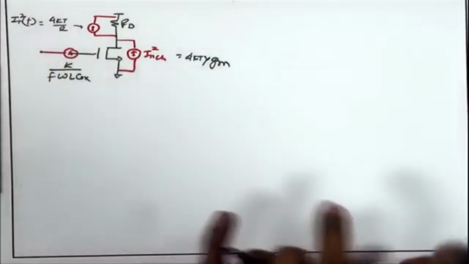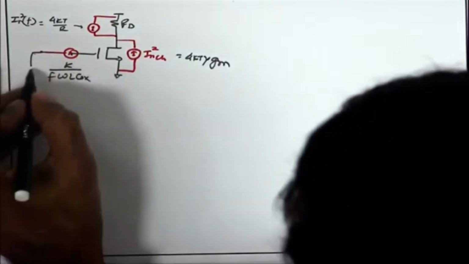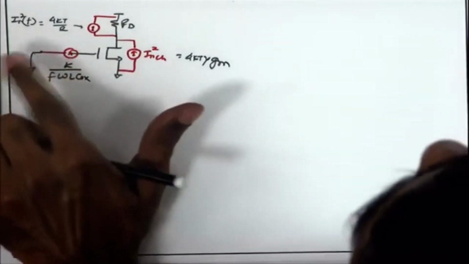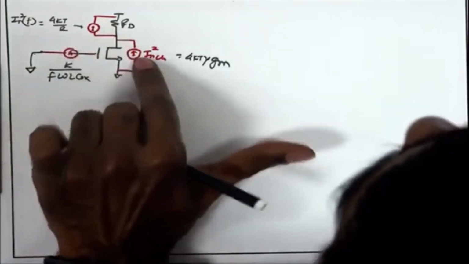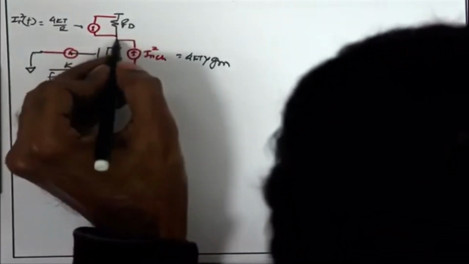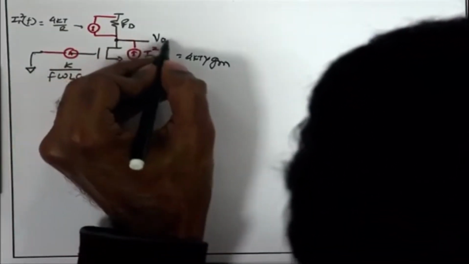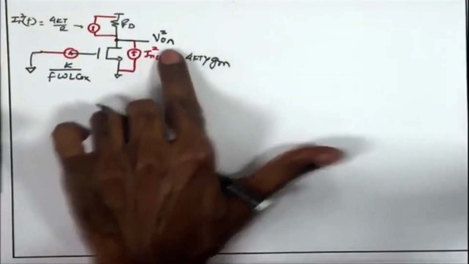Now, if I want to find only the effect of these noise sources, I can set the input source to 0. I do not apply any external signal. I just want to find out, because of these noise sources within the resistor and within the MOSFET, what is going to be my output noise voltage VON square, that is the mean square output noise voltage.